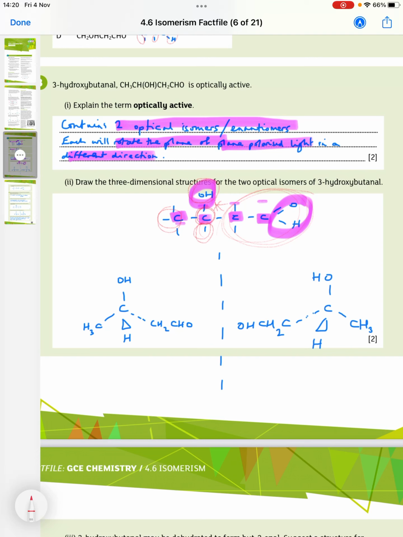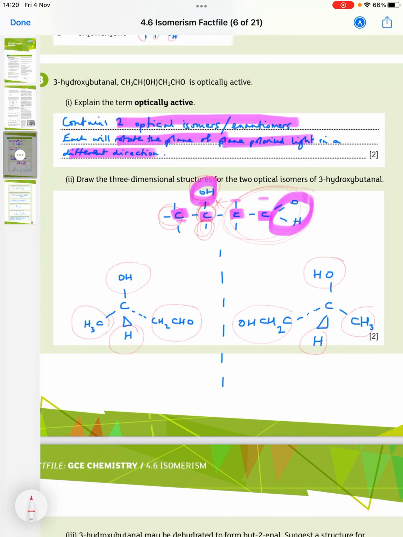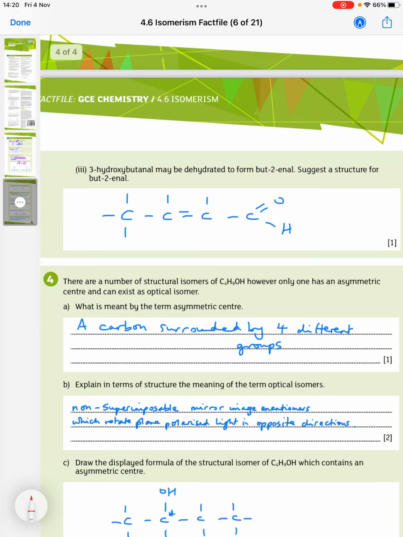When I draw it out, you can see I have the OH at the top, methyl group here, hydrogen here, and then the CH2CHO there, and then just doing the mirror image, you see the same 4 groups, but in the mirror image orientation.